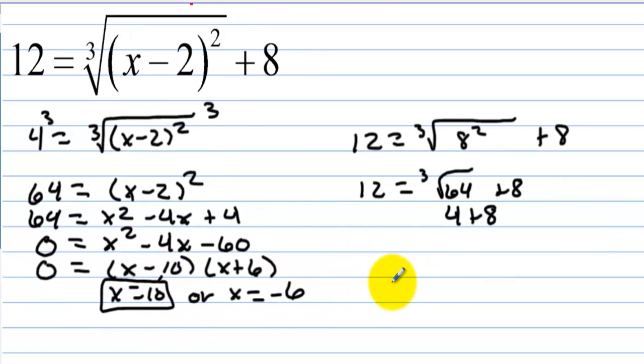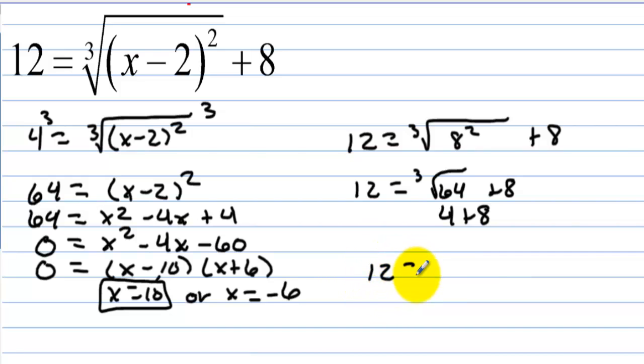Let's test negative 6. We have 12 equals the third root of, plug negative 6 in, we get negative 8 squared, that's 64, and we're right back to where we were before. So negative 6 is a good answer as well.